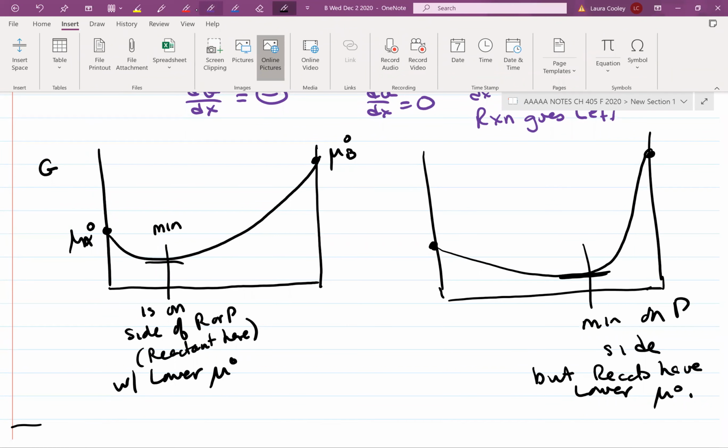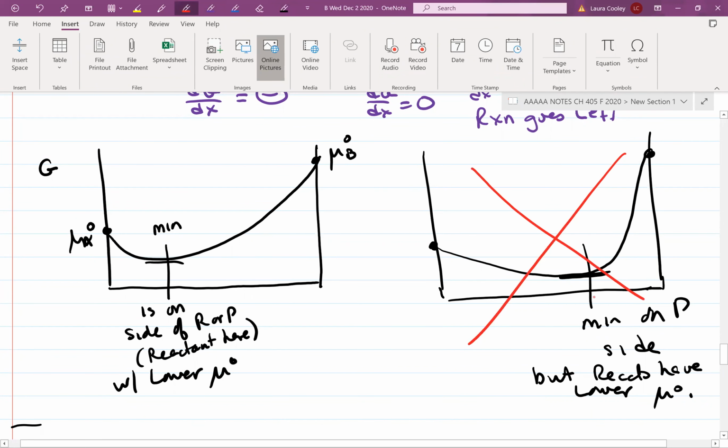So this is an impossible drawing. So don't ever give me a drawing like that. The minimum has to be on the side with the lower mu 0, the lower Gibbs function, if it was all pure substances. So don't give me a drawing like that. Never draw it like that. The minimum's on the wrong side there.